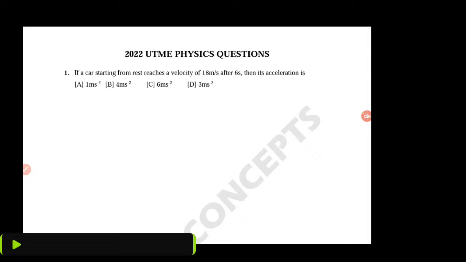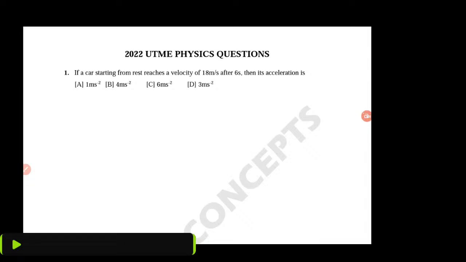The questions are compiled in one of our past question series. To start with, question number 1 says, if a car starting from rest reaches a velocity of 18 meters per second after 6 seconds, then its acceleration is. So we have to look for acceleration in this question.